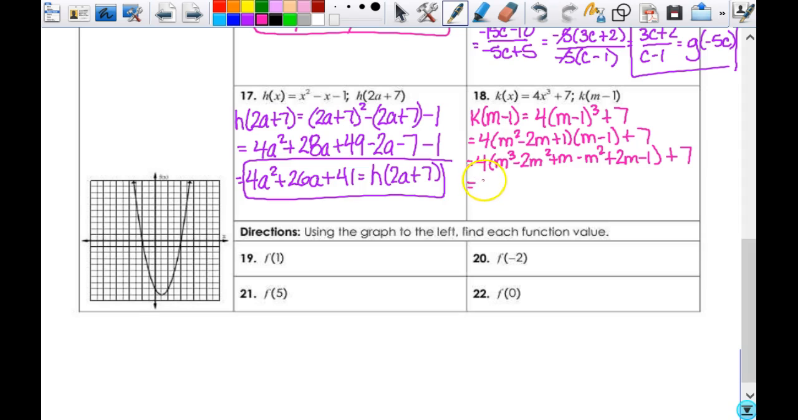So I only have 1 of the m cubed. So this is going to be 4m cubed. I have -2m squared and negative, so that's going to be a -3m squared times 4, -12m squared, -2m, and, oh wait, ooh, I did something wrong somewhere, didn't I? Where did I mess up? Dang it.